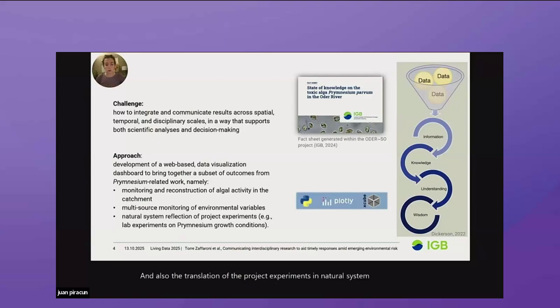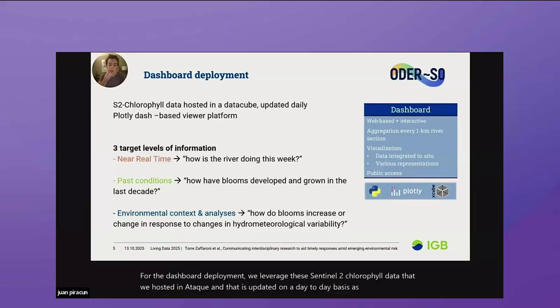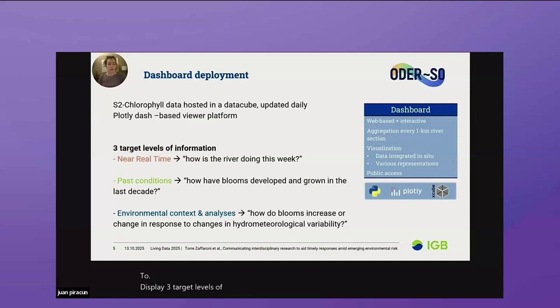For the dashboard deployment, we leveraged this Sentinel-2 chlorophyll data that we hosted in a data cube and that is updated on a day-to-day basis as new images are being acquired of the river condition and the river history in blooms. So the first level is near real-time conditions. So to answer how is the river doing this week in terms of chlorophyll concentration, temperature, and discharge.